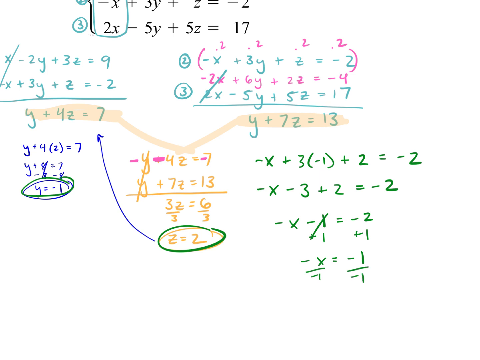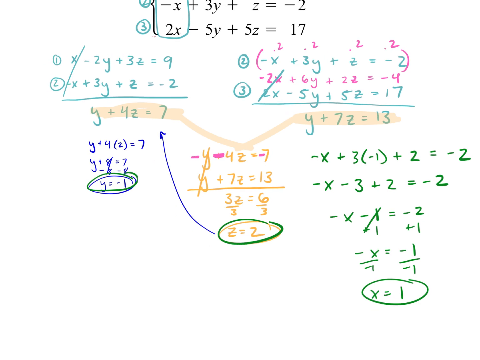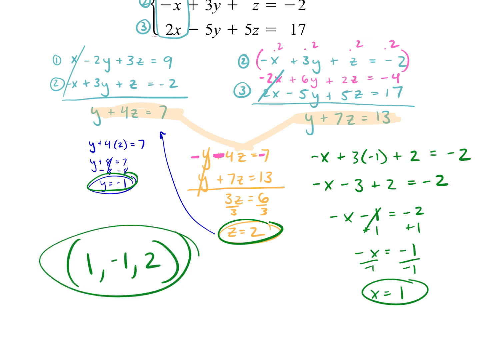Divide by -1. Perfect. So x equals 1. How would we write our answer? An ordered triple. What comes first? So 1 comma -1 comma 2. Perfect.